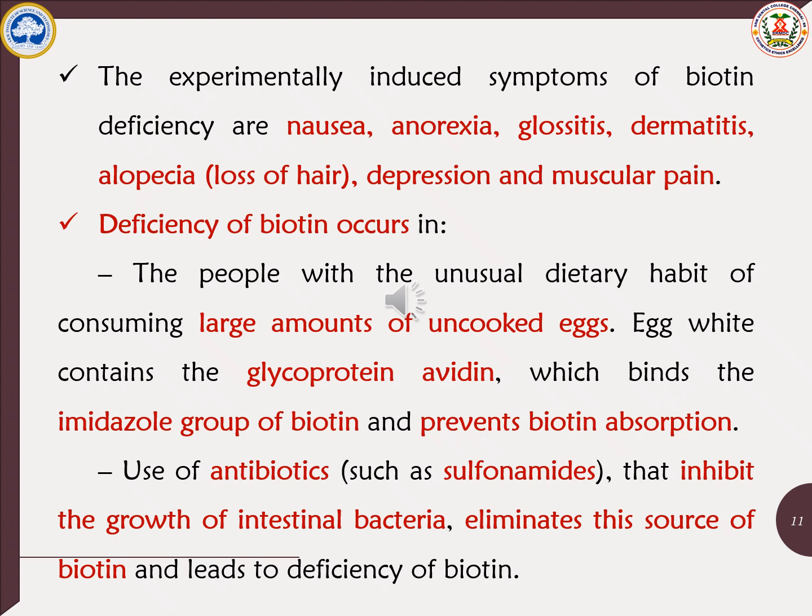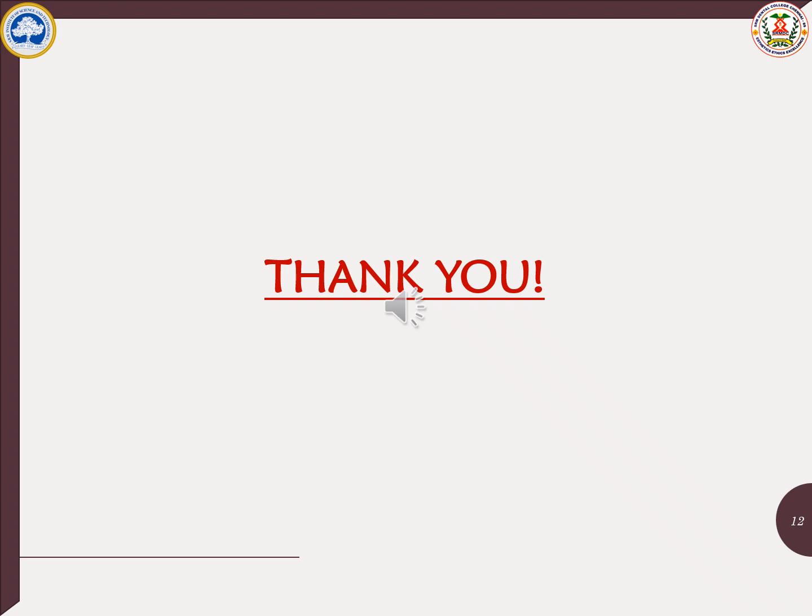Patients who take uncooked or raw eggs are found to show biotin deficiency because the protein avidin binds to the imidazole group of biotin and prevents its absorption, thereby causing deficiency symptoms of biotin. Also, when a patient is undergoing antibiotic treatment, the antibiotics can inhibit the growth of the intestinal organisms, thereby eliminating the source of biotin synthesis. This is where the patients will show the deficiency symptoms of biotin. Thank you.